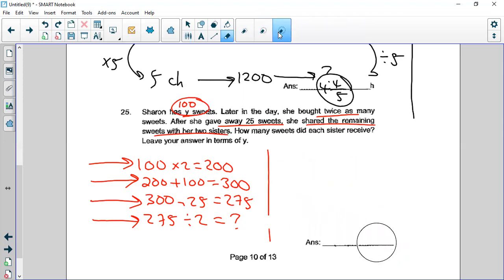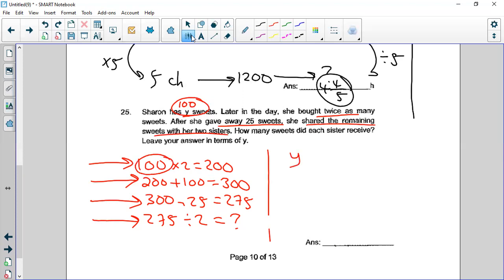Okay, let me just go through one more time. I make a mistake here because I forgot to change back to y. Okay, so let's copy the steps again. So we change the 100 back to y. And she bought twice as many. So you have to take y times 2. That'll be 2y. And then you have to plus, right? The second step is plus, and that was a mistake I made. I forgot to change the 100 back to y. So change back to y, and now you got 3y already, right?